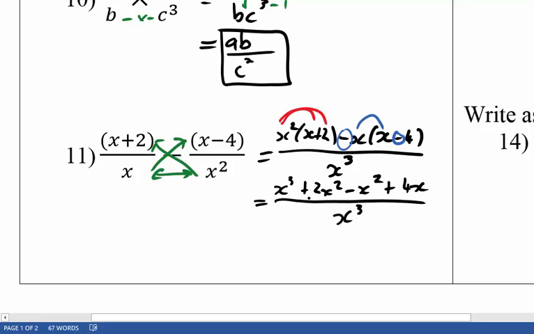Final step, can I add any of these together? Or actually, I'm going to be able to cancel something. I'll add these together first, and then I will cancel something. So, if I look at these things here, 2x squared and x squared, I can add those together. This is an x cubed and this is an x, so I can't do anything about that. 2x squared minus x squared is just x squared. So x cubed, 2x squared minus x squared is positive x squared plus 4x, and that's all over x cubed.